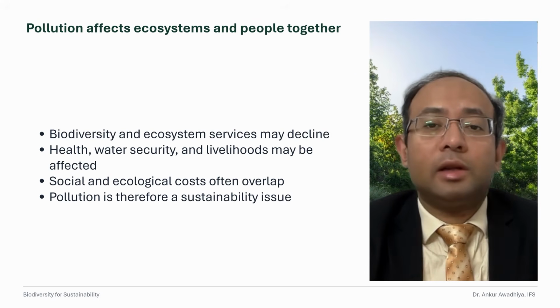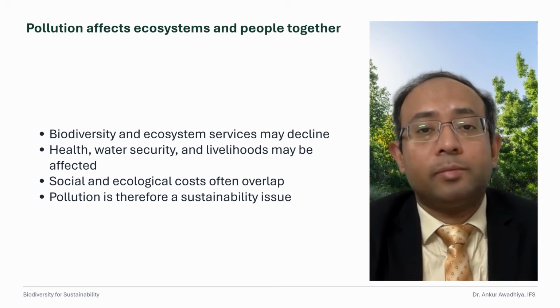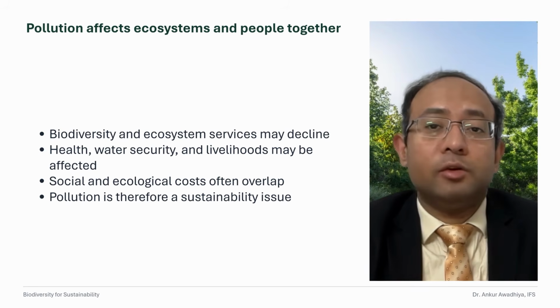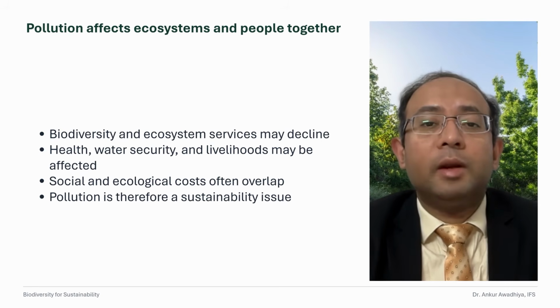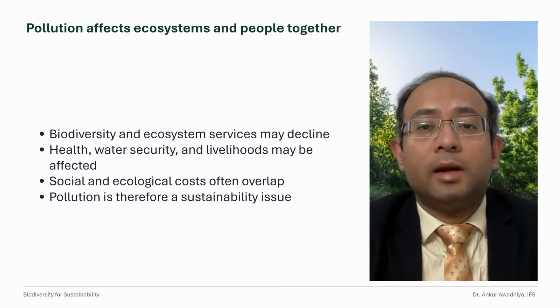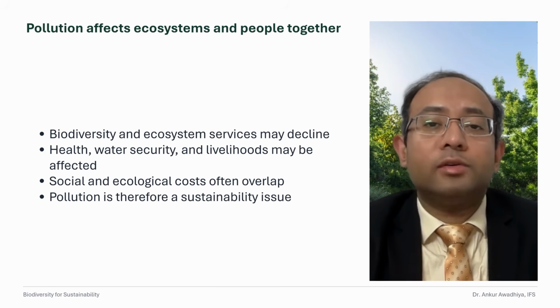Fisheries dependent on clean water become less productive. Agricultural systems that rely on healthy soils and pollinators lose ecological support. Water security may also be reduced. Public health costs increase. Livelihoods built on natural resources become undermined. The ecological cost and the social cost of pollution are not separate. They occur together. They compound each other and they make pollution a central sustainability challenge rather than a peripheral environmental concern.